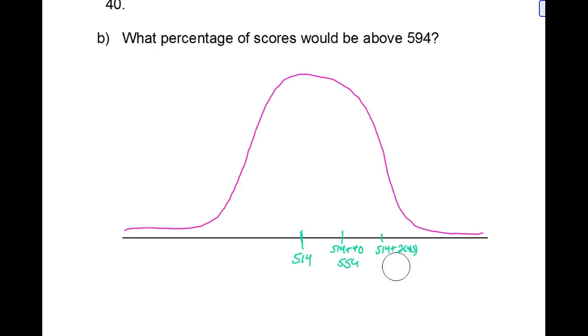Let me write that a little bit clearer for you, hopefully. 594. And then 3 standard deviations is 514 plus 3 times 40. So 3 times 40 would be 120. And so therefore I get 634 as my 3 standard deviations above. I can do the same thing on the other side, just so that I know what I'm doing.